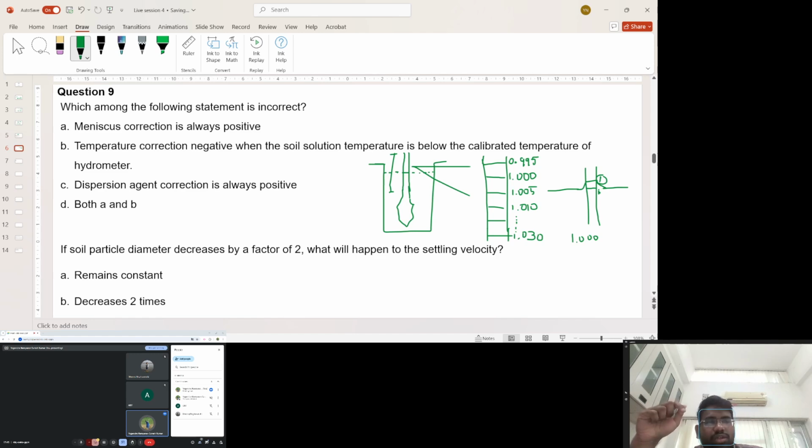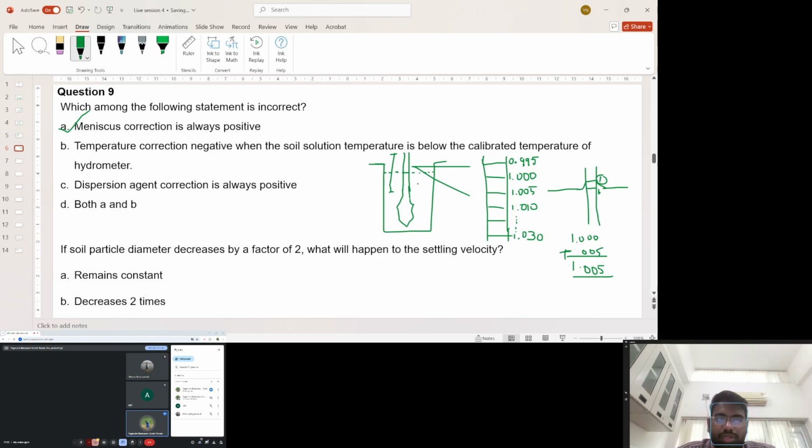So usually during calibration, we always check the meniscus correction. Since the demarcation increases in the downward direction, we will always add the correction to the actual values. Let it be 0.005, a simple example, and the correction will always be positive in the case of meniscus correction. So this statement is right.